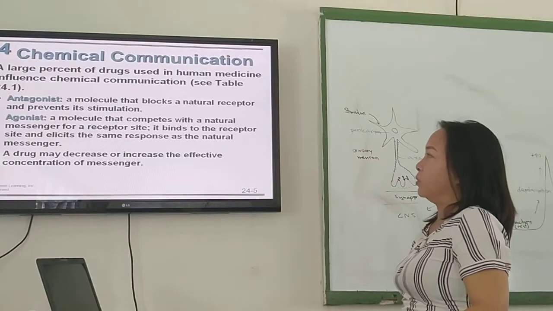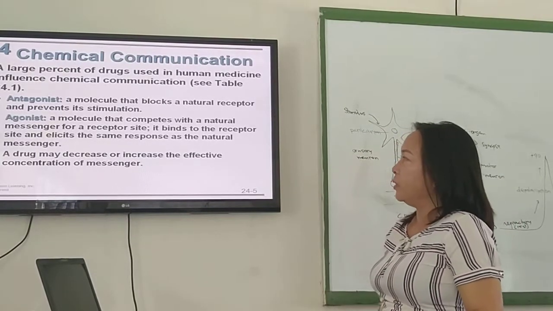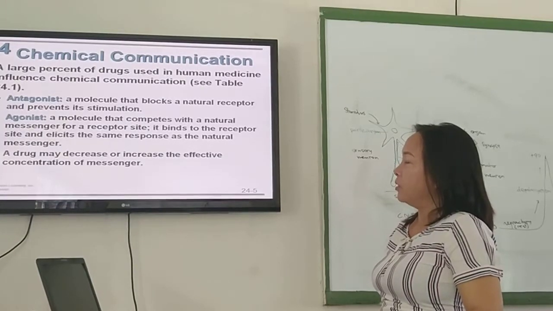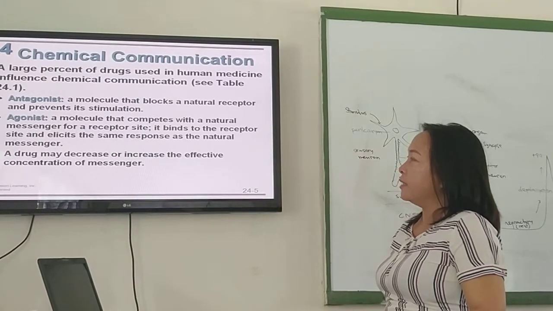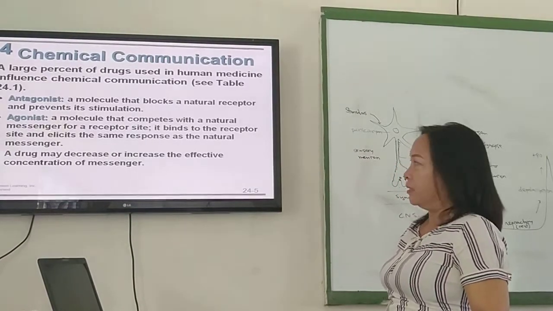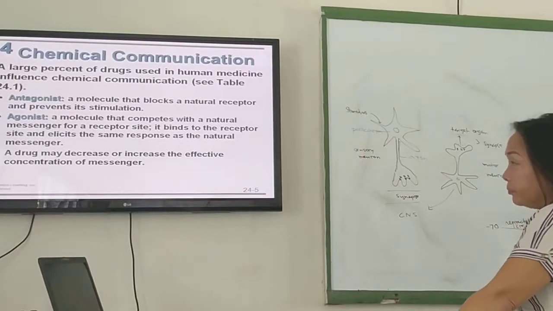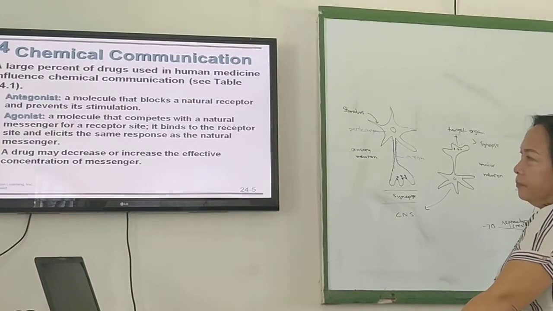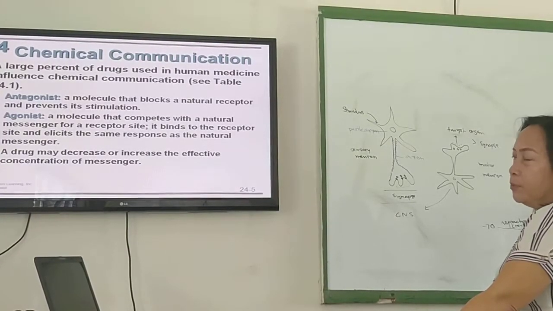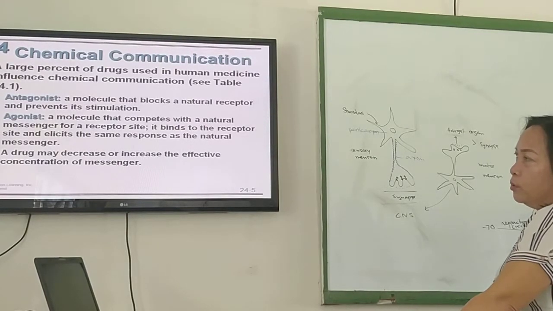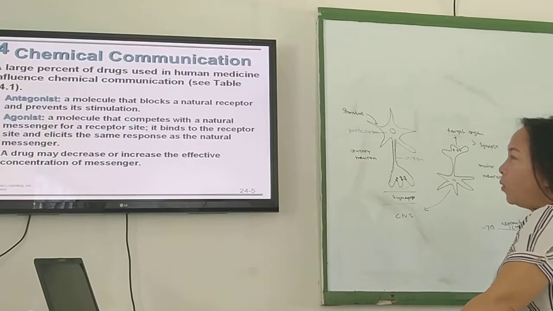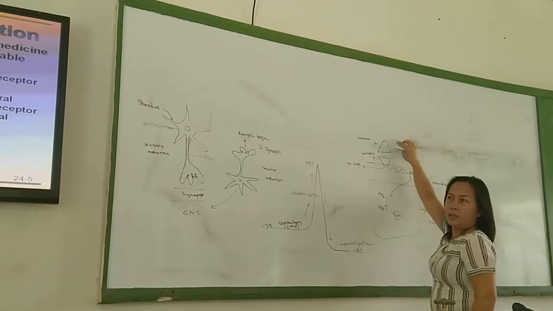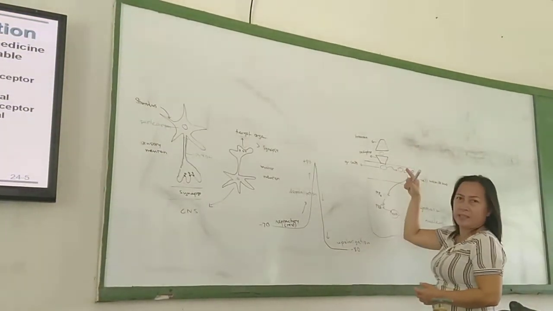Now, we have this agonist, a molecule that competes with a natural messenger for a receptor site. It binds to the receptor site and elicits the same response as the natural messenger. Another principle in producing drugs is to produce an agonist. So this agonist does not prevent the binding of this hormone, but it competes.